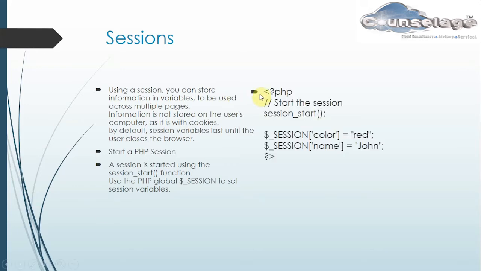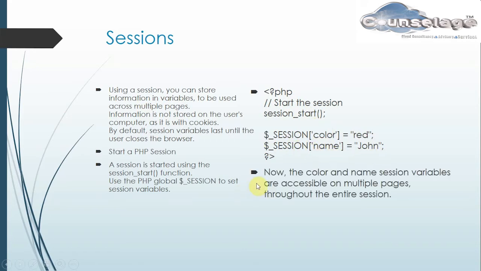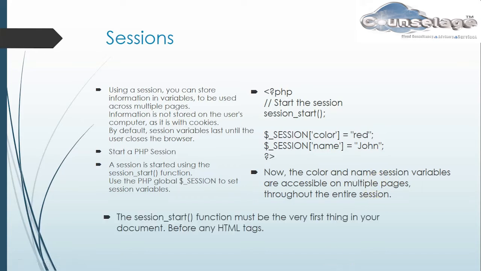Open PHP tag. Start the session by the session_start function. Then session color is defined as red. Session name defined as John. So now the color and name session variables are accessible on multiple pages throughout the entire session. The session_start function must be the first thing in your document. Look at here. Before any HTML tags.